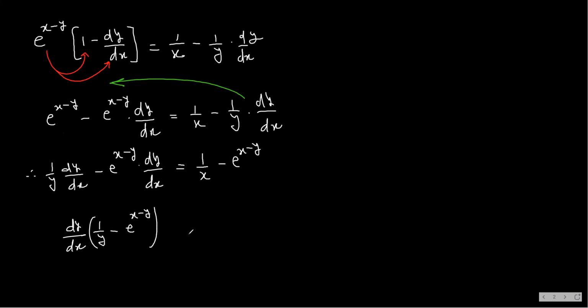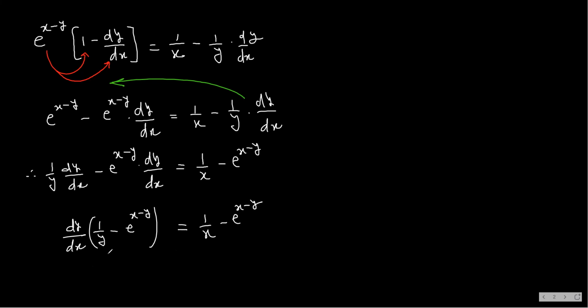But students, please be very sure while transferring the terms here and there, because you have to be very minutely observant about the negative and the positive sign. It should happen to you on its own. You should not force yourself to do it. So here, and on this side you have 1 upon x minus e raised to x minus y.